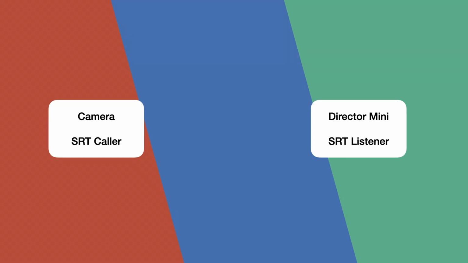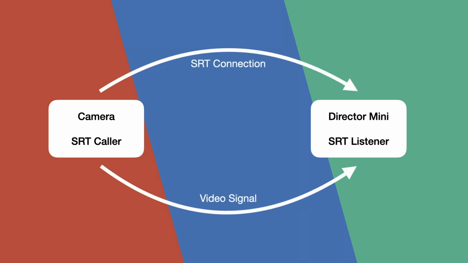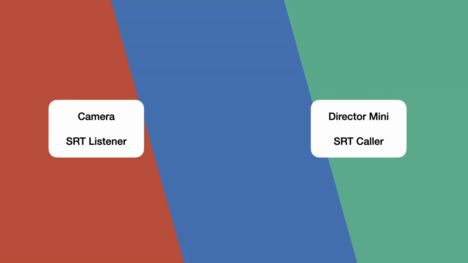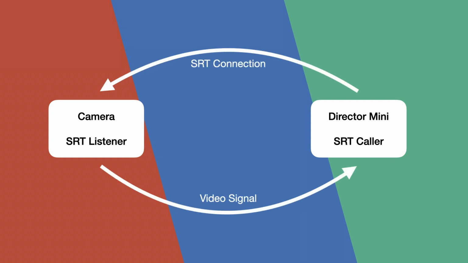That means you could, for example, have a camera that is a caller and the Director Mini that's a listener, and that could also be the direction the video flows, from the caller to the listener. But it also works in reverse. You could have a camera that is a listener and the Director Mini is a caller, and while the Director Mini starts the connection to the camera, the video flows the opposite direction. Previously, the Director Mini could only be set up as an SRT caller, which means it was really limited in what it could actually connect to.